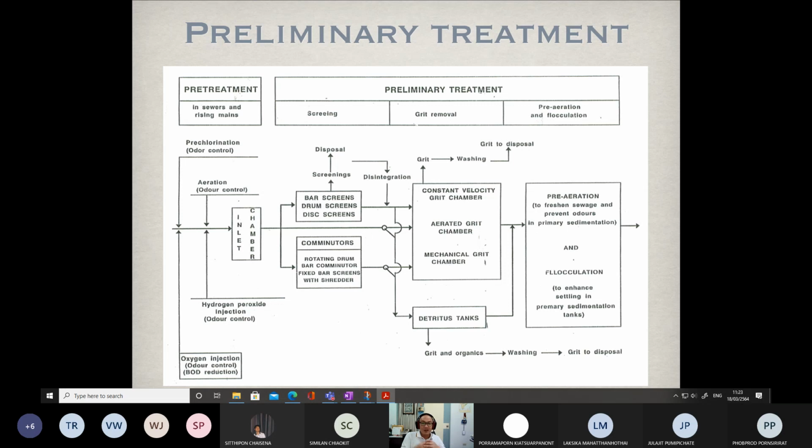These figures describe the applications of the primary treatment equipment or unit processes: screening, grit removal, pre-aeration, and flocculation. Sometimes pre-aeration and flocculation can also be used as a pre-treatment process.